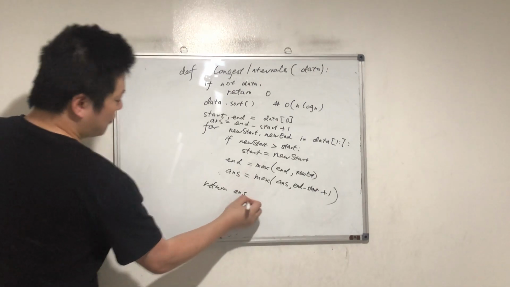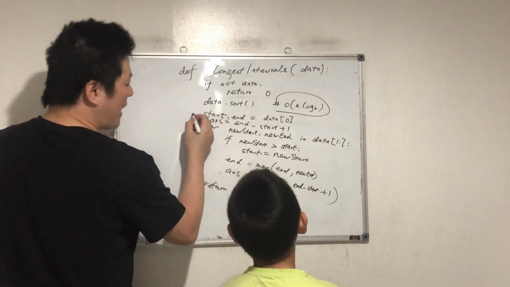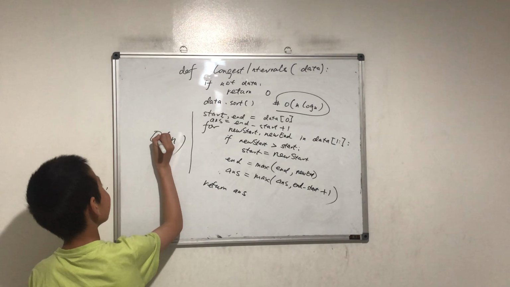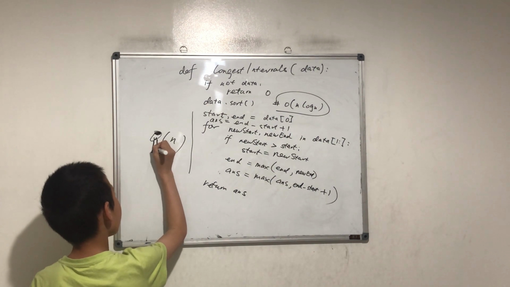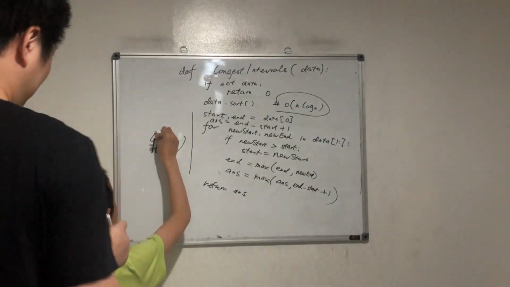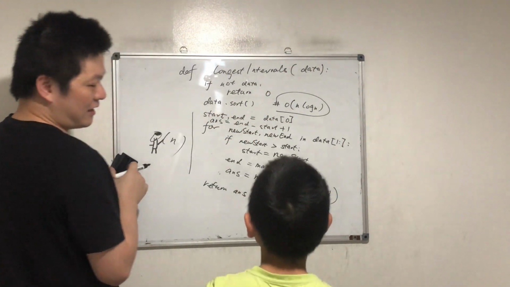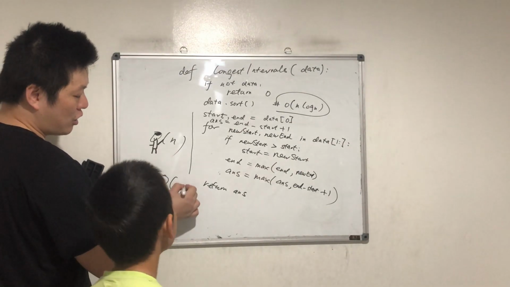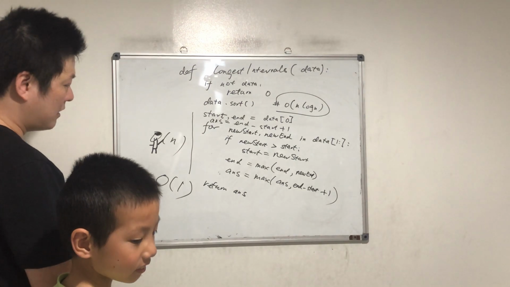What's the time complexity? It's O(n log n), because this part is O(n), and log n is bigger, so O(n log n). What's the space complexity? It's O(1), since data is given and we don't consider it as additional space.